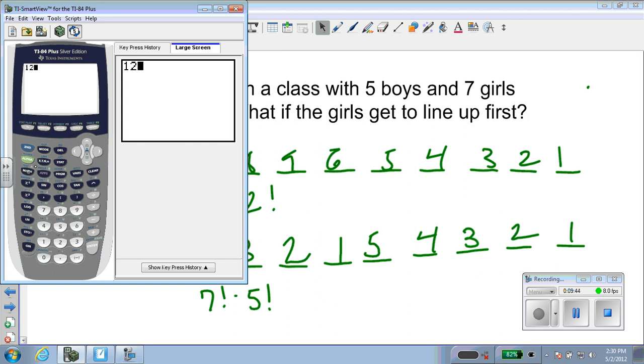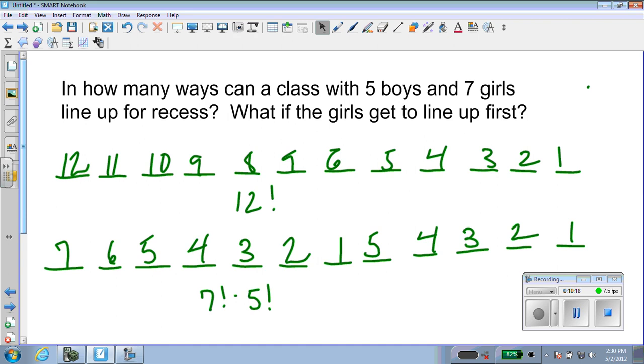12 factorial as opposed to 7 factorial times 5 factorial. So significantly fewer ways. There are only 604,800 ways for the girls to be first and all the boys to be last, as opposed to hundreds, thousands, 479 million ways for all of them to line up in whatever order they end up lining up in.